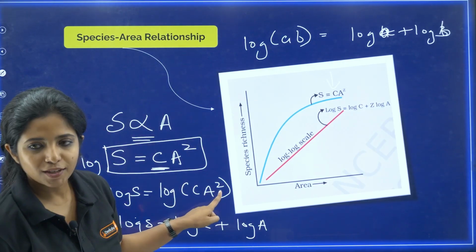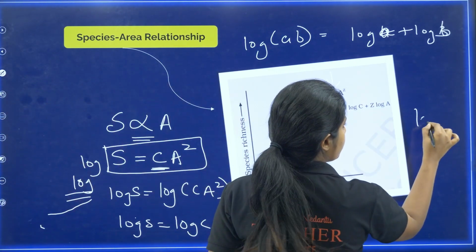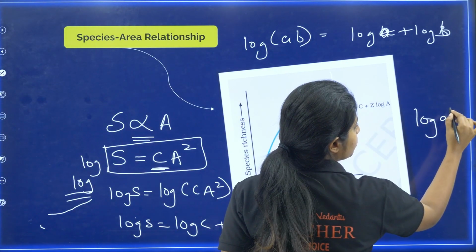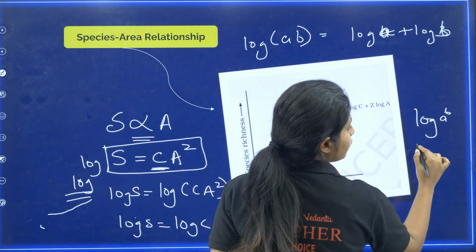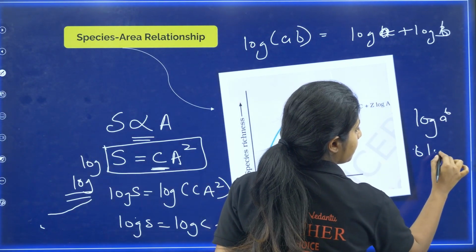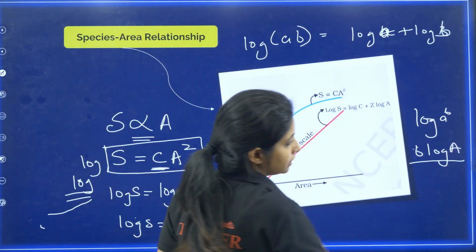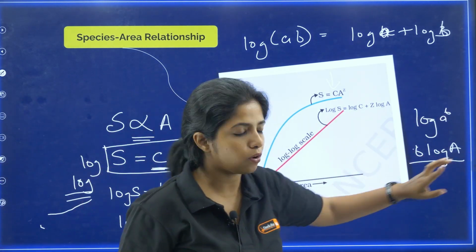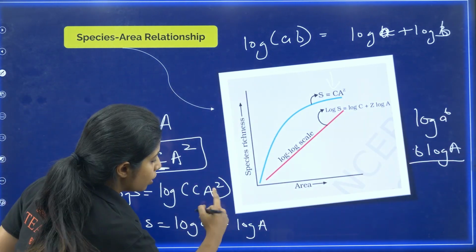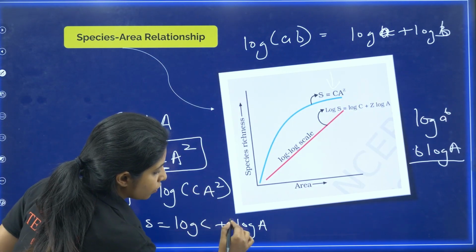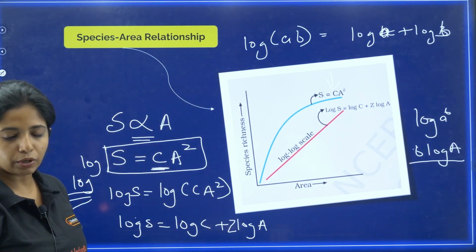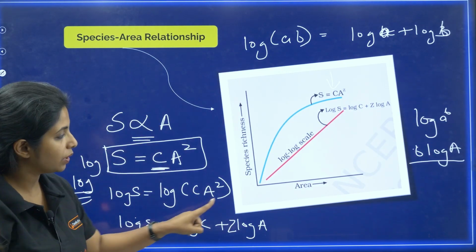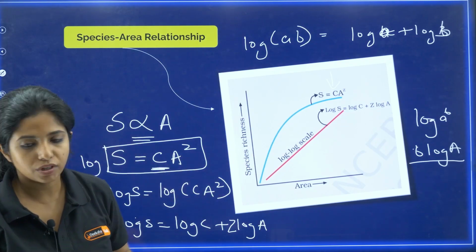What about Z? In log, again there is a rule. For example, log A to the power something: the power should come in front and then log A. So similarly, it was A to the power Z, so we are going to put Z over here. That's how you get this particular equation which is put down there.